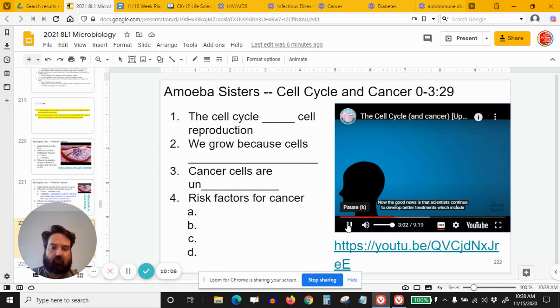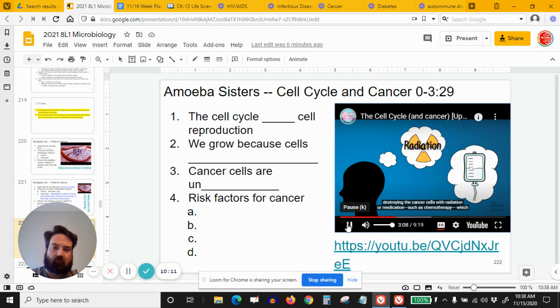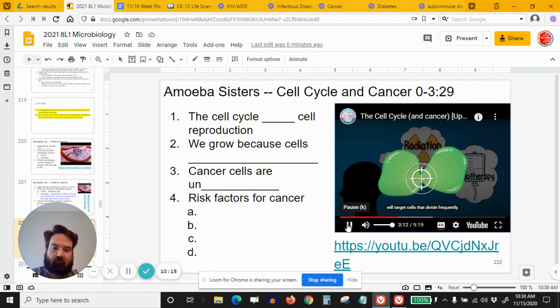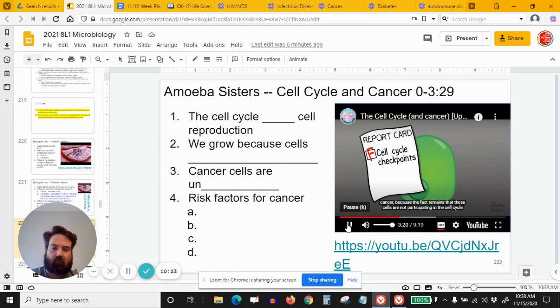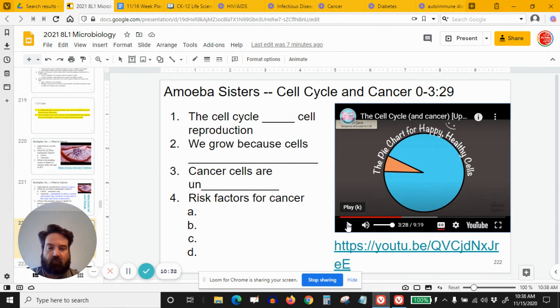Now, the good news is that scientists continue to develop better treatments, which include destroying the cancer cells with radiation or medication such as chemotherapy, which will target cells that divide frequently. Maybe someday you will be part of helping to meet the challenge of trying to eliminate cancer, because the fact remains that these cells are not participating in the cell cycle like they should. So, what is the cell cycle? The cell cycle. All right, so I'm going to stop there.